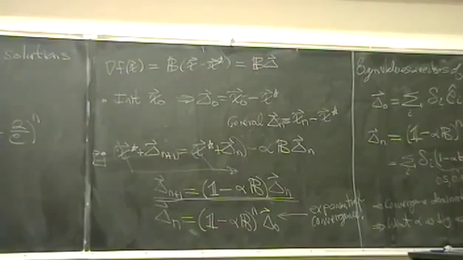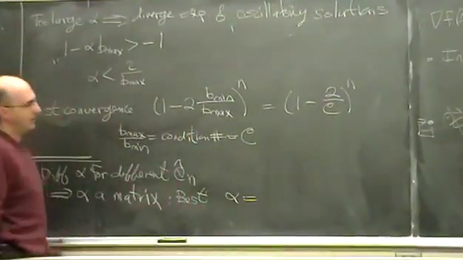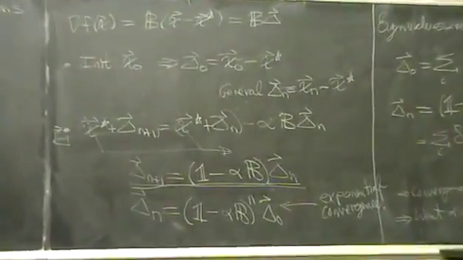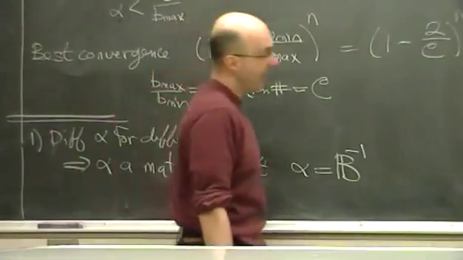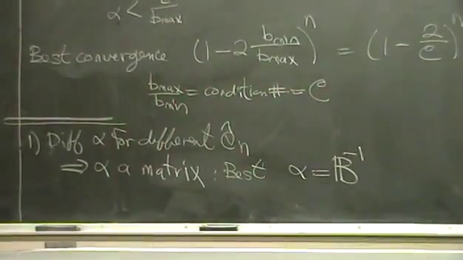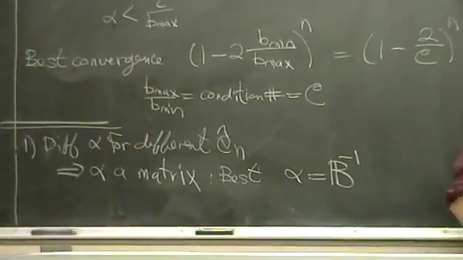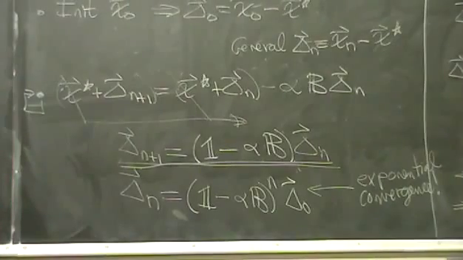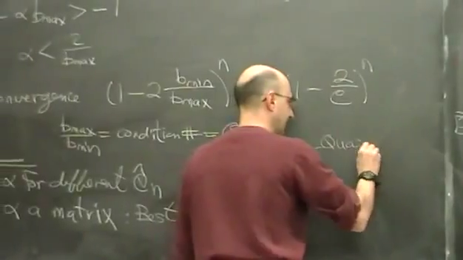Alpha, a matrix. The best alpha would be what matrix? The inverse of B. If alpha were the inverse of B, then this would have given me 0, and I would have a higher order algorithm, a quadratically convergent algorithm. And that is the basis of things like quasi-Newton methods, basically. That's what they do.